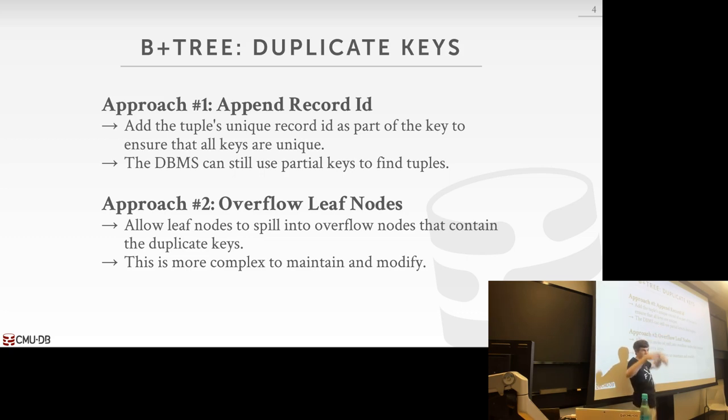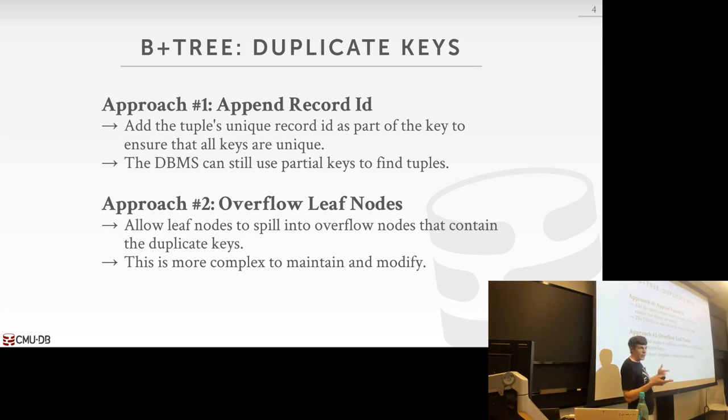Yes? So how will you generate this unique record ID, as in, are you going to use some kind of hash function? So his question is, what is this record ID? It's the page ID and offset we talked about in the very beginning, right? That's the unique identifier for every physical location of a tuple. Now, it may change, and therefore we have to deal with that.